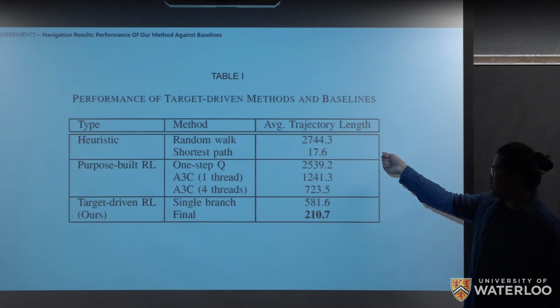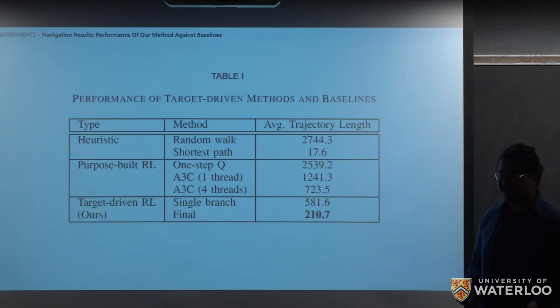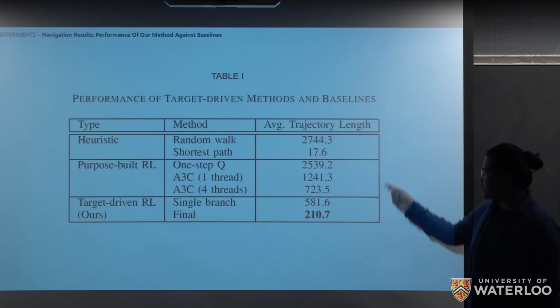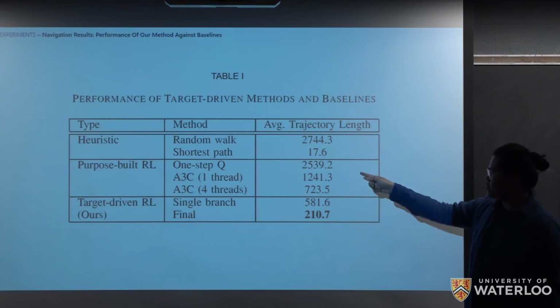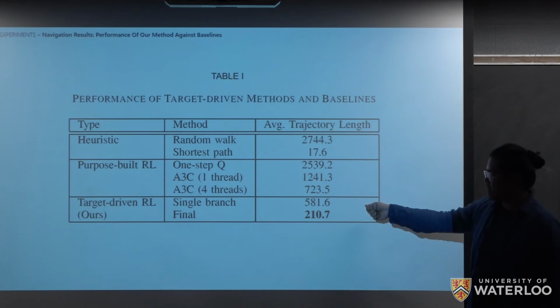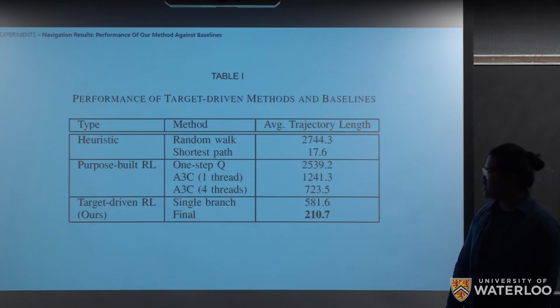If you just did a random walk, your average trajectory length would be 2,744, which is really high. But if you used the shortest path algorithm, which is essentially the best you could do, then you have a trajectory length of 17.6. They also compared against other RL algorithms: one-step Q, which is a deep Q network, and the actor-critic methods across one thread or 4 threads. The single branch method is the one with a single scene layer shared across scenes. And the final method is the one with the scene-specific layers.